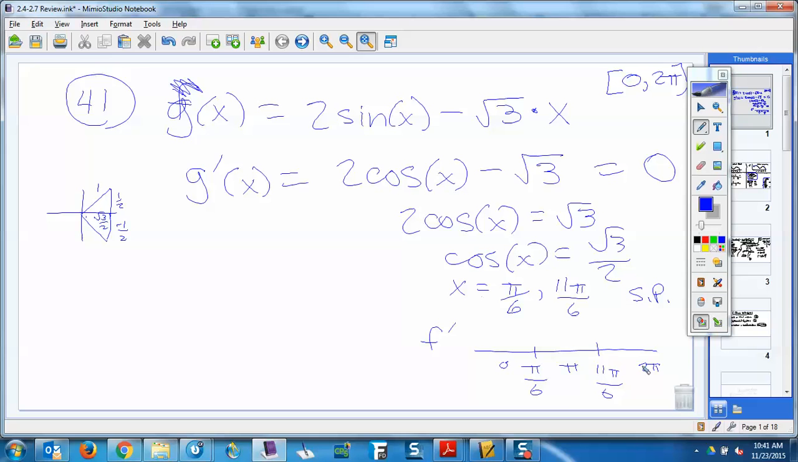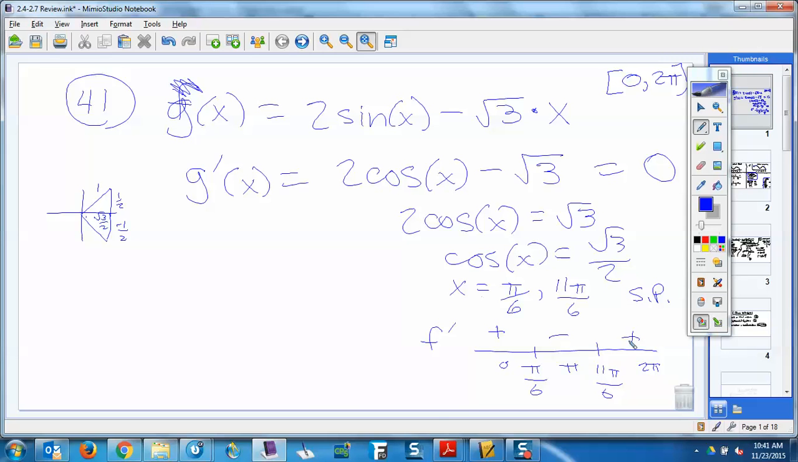Cosine of 0 is 1, 2 minus, what's root 3? It's definitely less than 2, right? It's less than root 4. So 2 minus root 3 is going to be positive. Now we put pi in. Cosine of pi is negative 1. So that would be negative 2 minus root 3. That's negative. And then cosine of 2 pi is 1. So that would be positive again, 2 minus root 3.